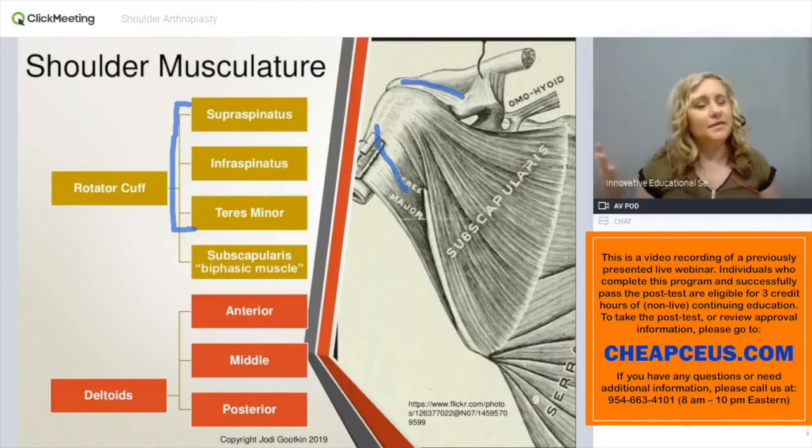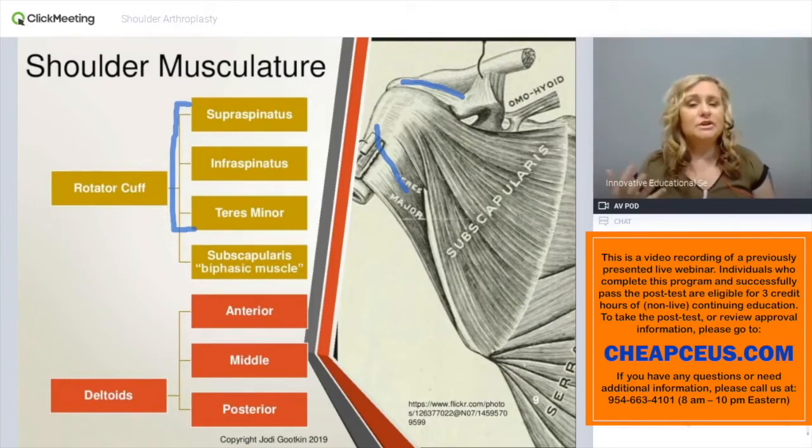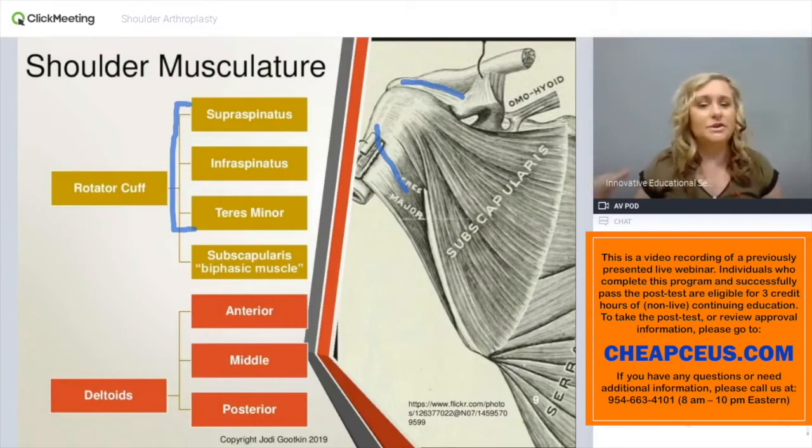This muscle, you may not think that much about it. It's one of the primary internal rotators of the shoulder. They actually have done a lot of research on it, and they found that the subscapularis muscle is actually a biphasic muscle. And when we look at shoulder arthroplasty, it plays a lot of critical roles, so you're going to hear me mention it a lot today.